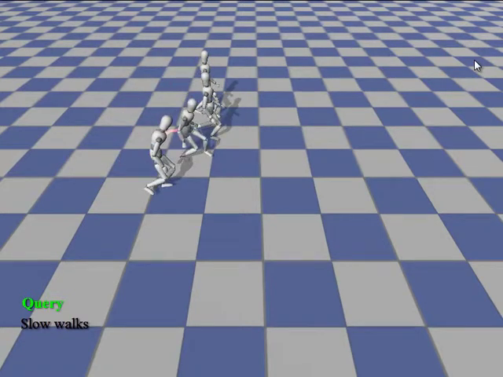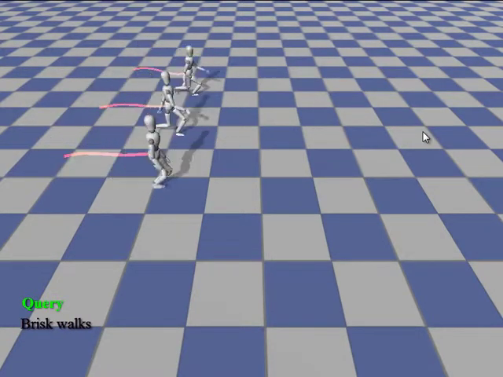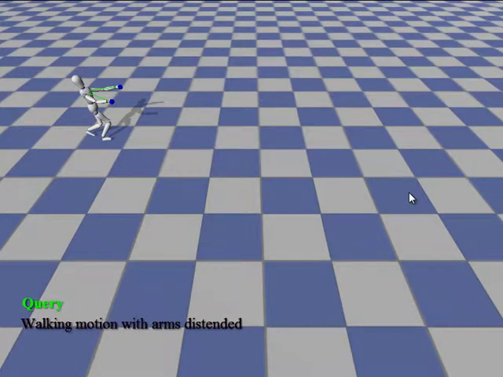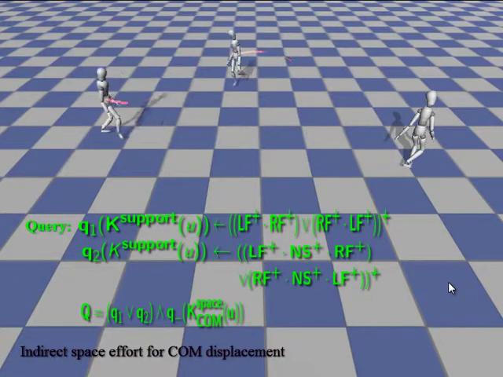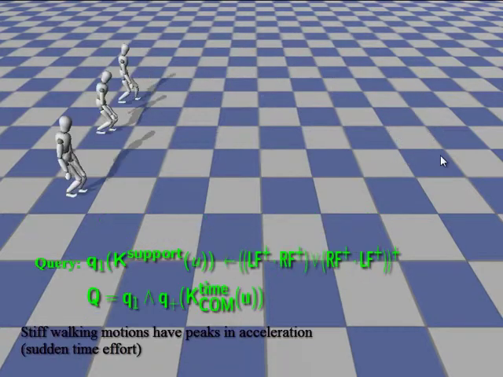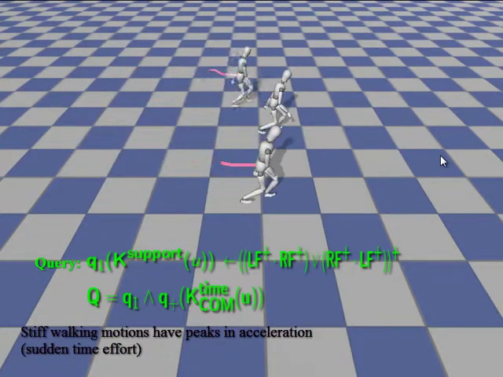Restricting the speed of motion produces slow or brisk walks. Arm constraints can be imposed for specific results. Motions where the character is moving without a specific direction has indirect space effort, where the displacement is much less than the total distance traveled. Stiff motions are sudden in time effort.